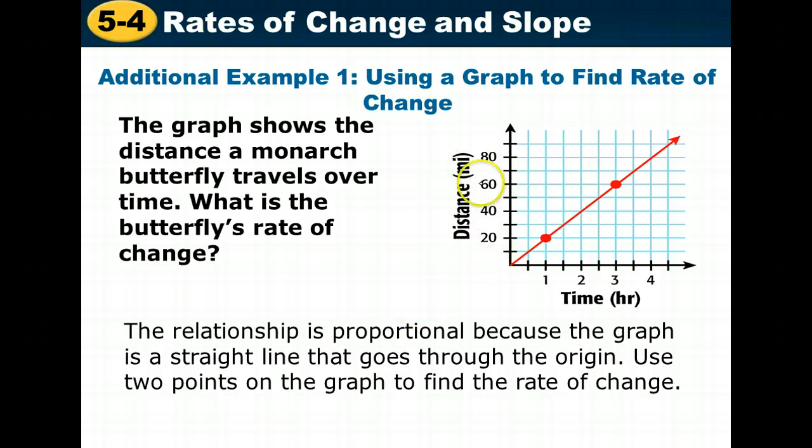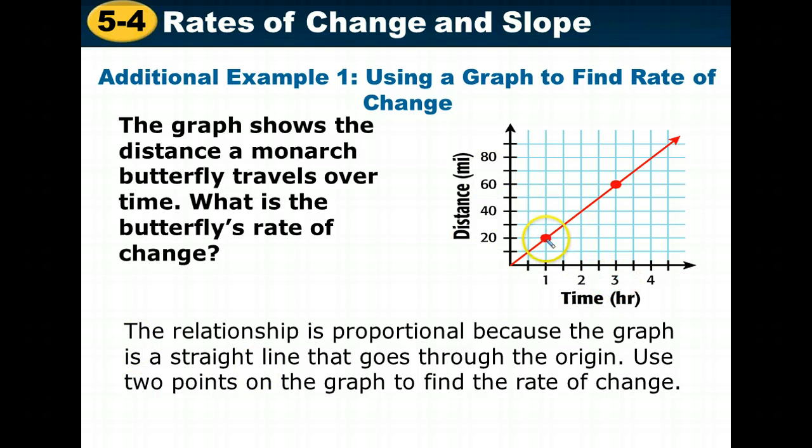And so here, since we're talking about distance and time, we need to divide the distance by the time. Again, we can use any of the points because it's a proportional relationship. It's starting at the origin, so we can use any of the points to find the rate of change. So remember, we're trying to find the rate of change here, which is the distance and then the time.